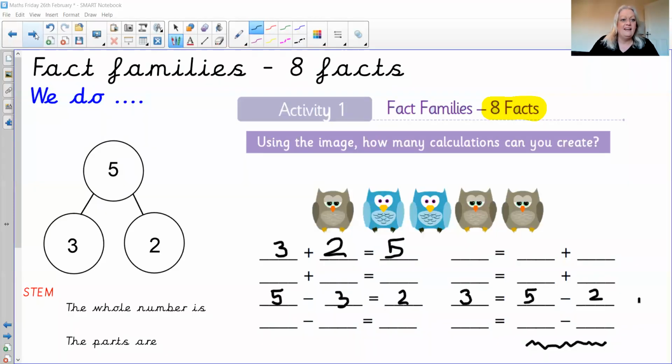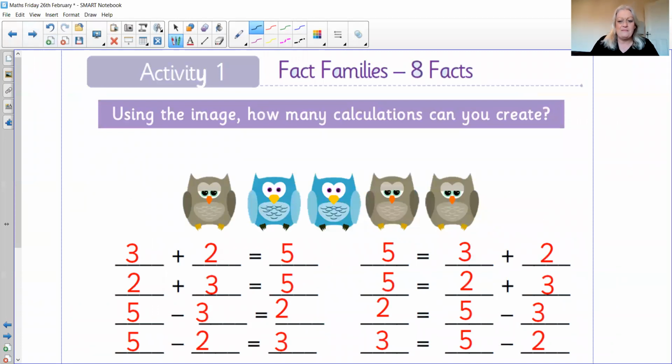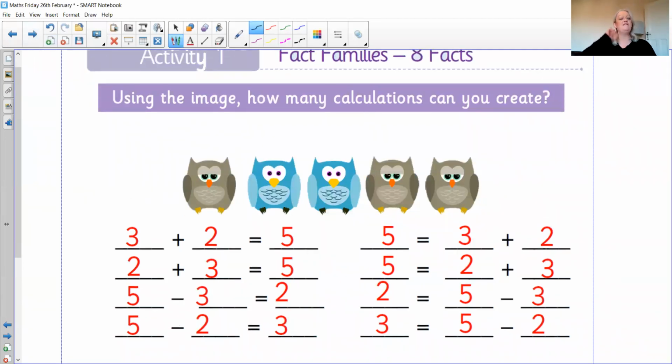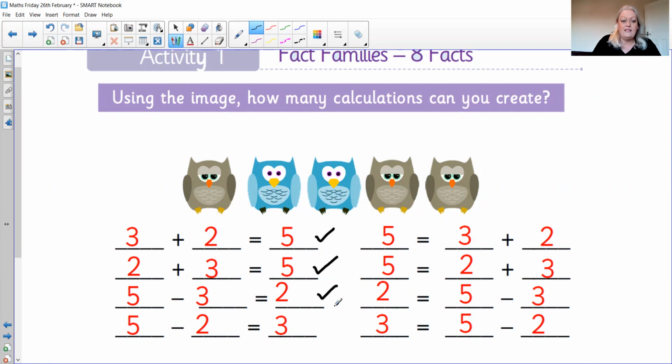Okay, did you manage to find 8 different number sentences? Let's have a look at my screen. And there we go. Tick them off if you found 3 add 2 equals 5. Did you find 2 add 3 equals 5? So tick it if you did. Did you find the whole number 5 take away 3 equals 2? Did you find the other way around, the whole number 5 take away 2 equals 3?